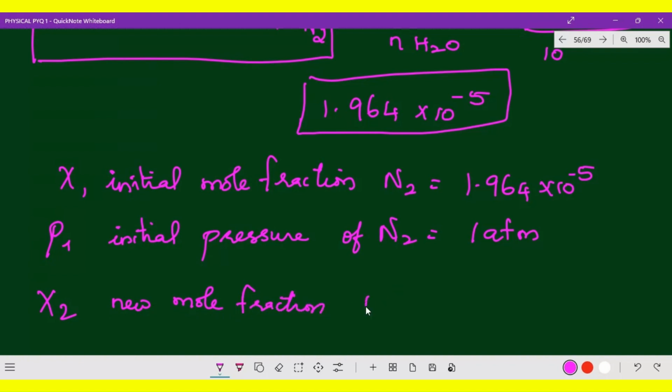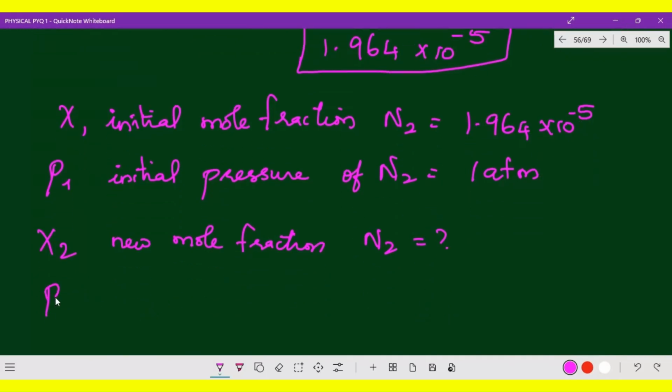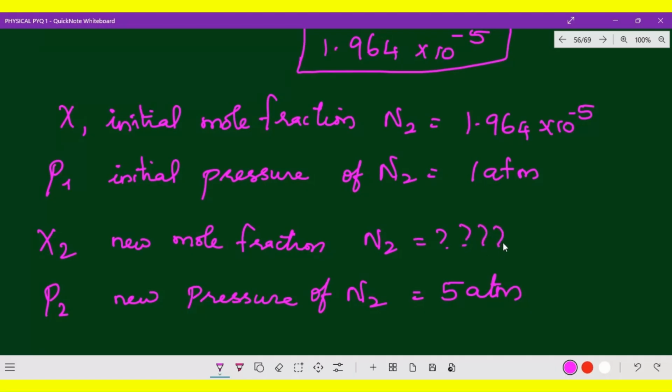So the new mole fraction of N2, that is what the question asks. Now here, partial pressure. So P2, the new partial pressure, the new pressure. How much is it? We are only checking the pressure of nitrogen gas. How much is it? 5 atmospheric pressure, right? It is given very clearly in the question, so this is what we have to check.